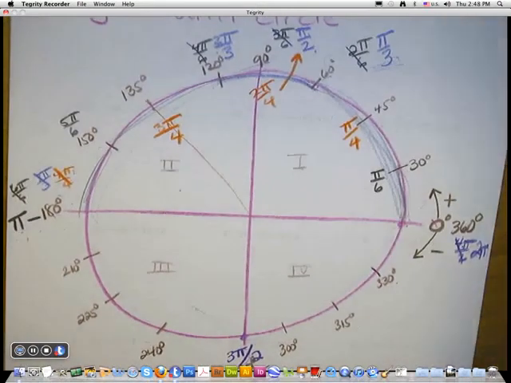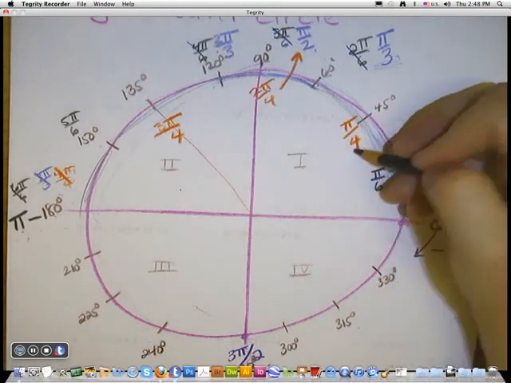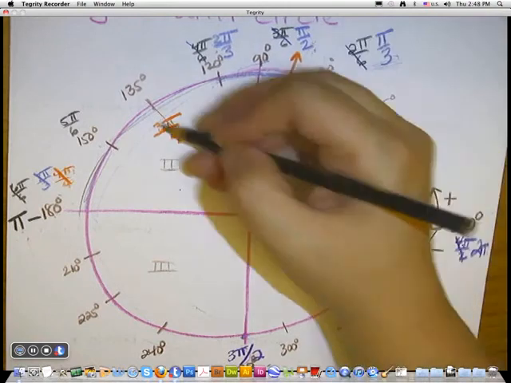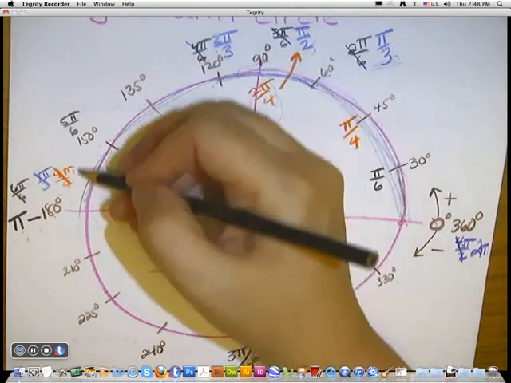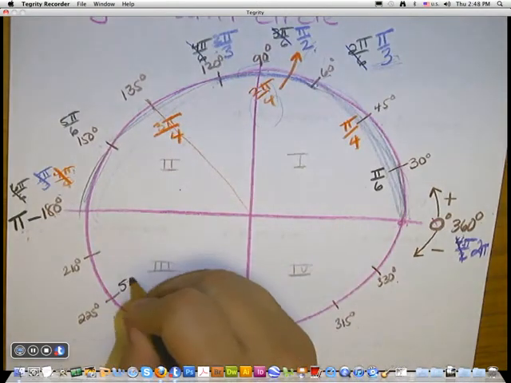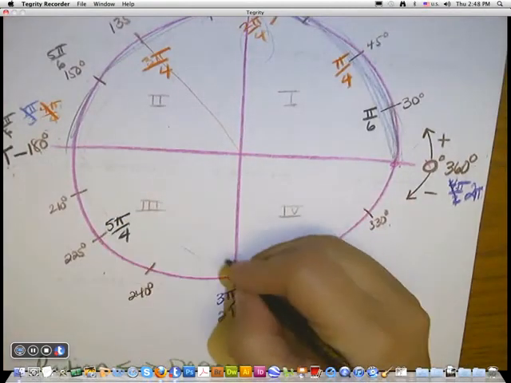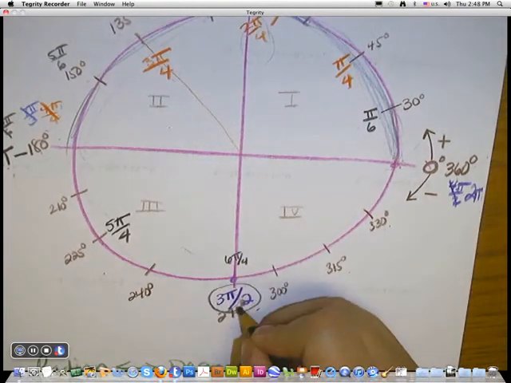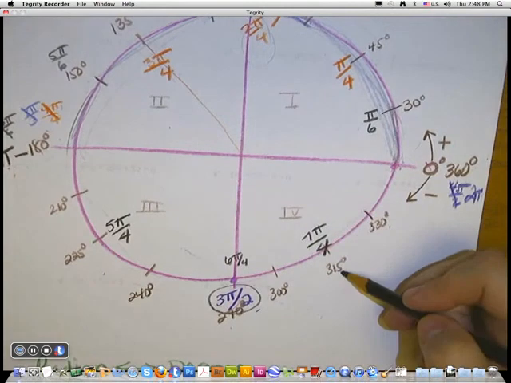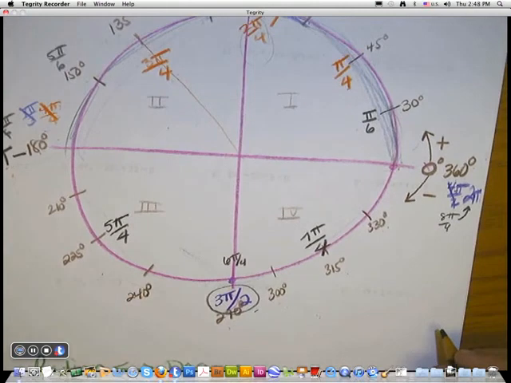All right, let's go back, continue with the 45s. Pi over 4. The next 45 at 90 is 2 pi over 4, which reduces. 3 pi over 4, which stays. 4 pi over 4, which reduces. So the next middle is 5 pi over 4. Then we come again, 6 pi over 4, which reduces. 7 pi over 4, which does not reduce. And then 8 pi over 4, which reduces to 2 pi.